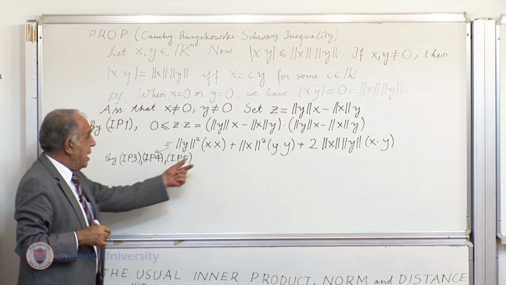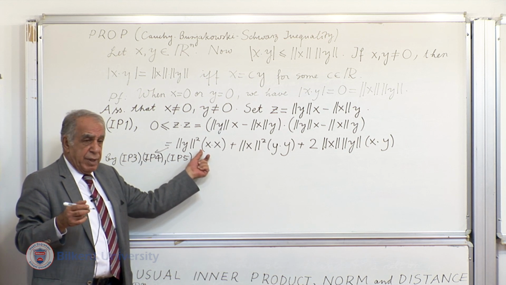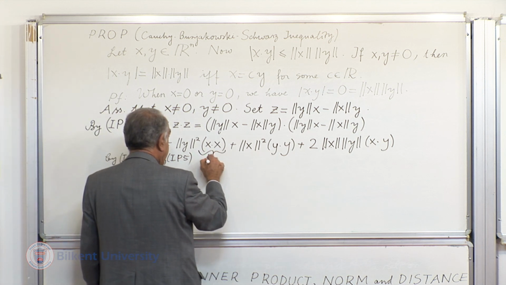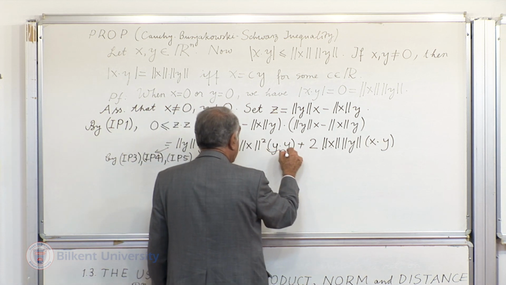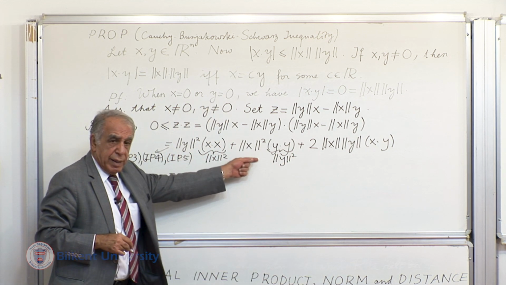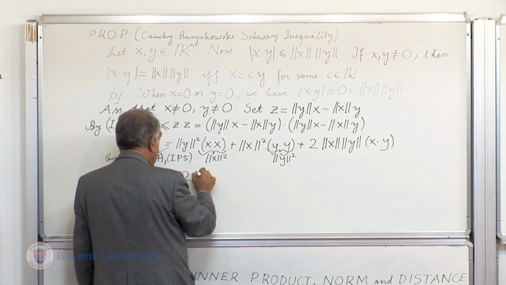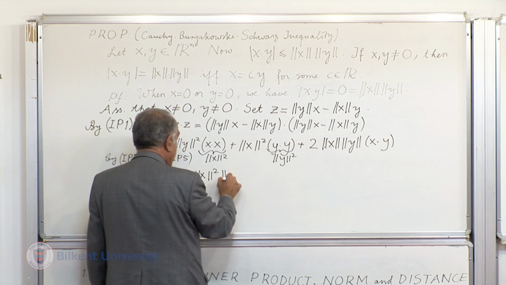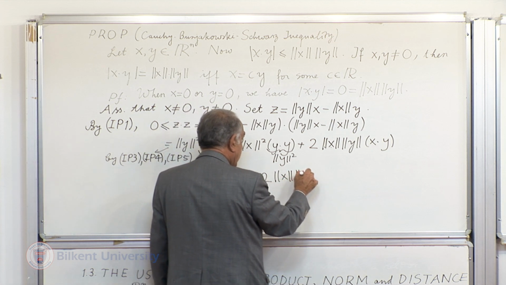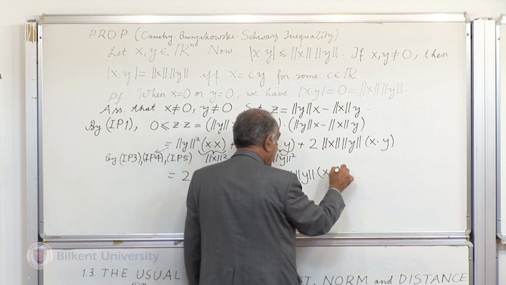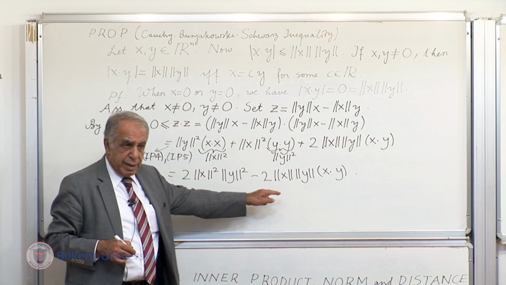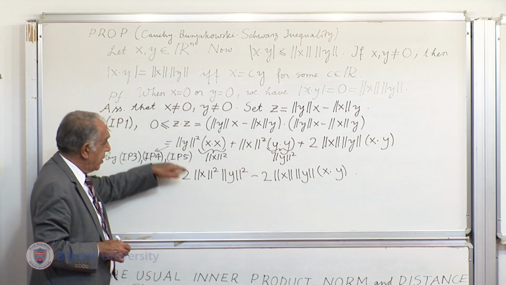Okay? But what's x dot x? By definition of the norm, this is the norm of x squared. And this is the norm of y squared. So here I get the same quantity, and that is twice the norm of x squared times the norm of y squared minus twice the product of the norms times the inner product. But here, this means 0 is less than or equal to this. We had zero less than or equal to this.